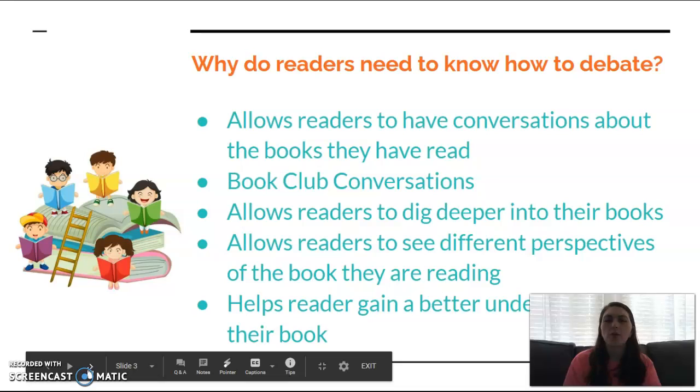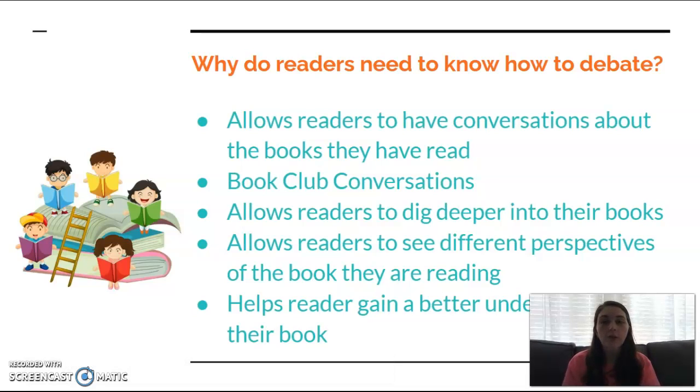But why do readers need to know how to debate? Well, that's a good question. Readers should learn to debate so that it allows readers to start having conversations about the books that they're reading. This is a great tool for when you're having book club conversations. It allows readers to dig deeper into the books that they are reading. It allows readers to see different perspectives.